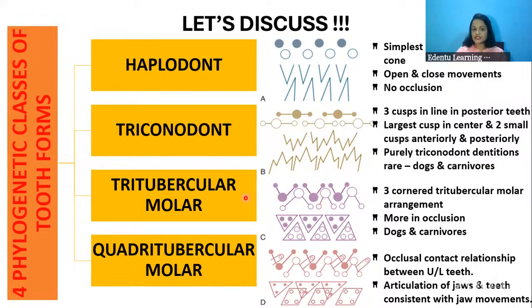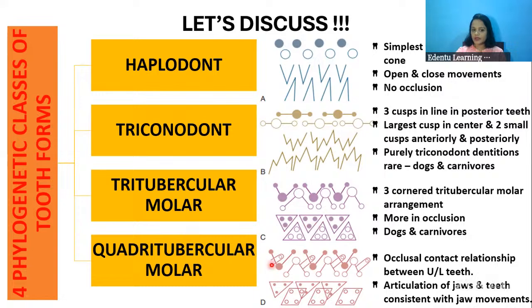Then the third one is the tritubercular type. Tritubercular type means in the molar arrangement, in the posterior teeth, the arrangement will be three-cornered, like this. As you can see, the shaded ones are the upper teeth and the rounded ones are the lower teeth. So you can see an occlusion happening here in the tritubercular type. This is also most commonly seen in dogs and carnivores.